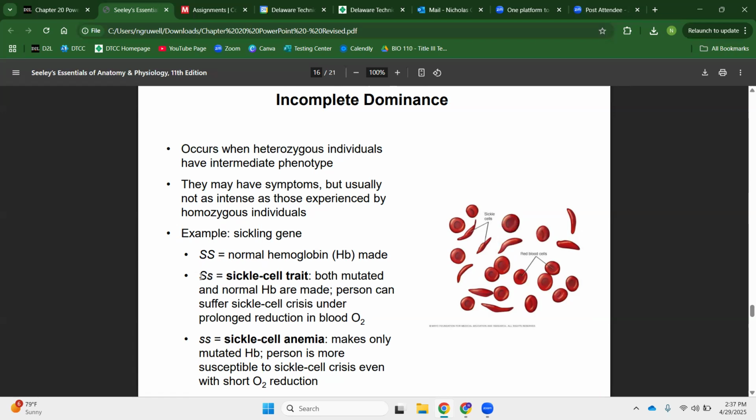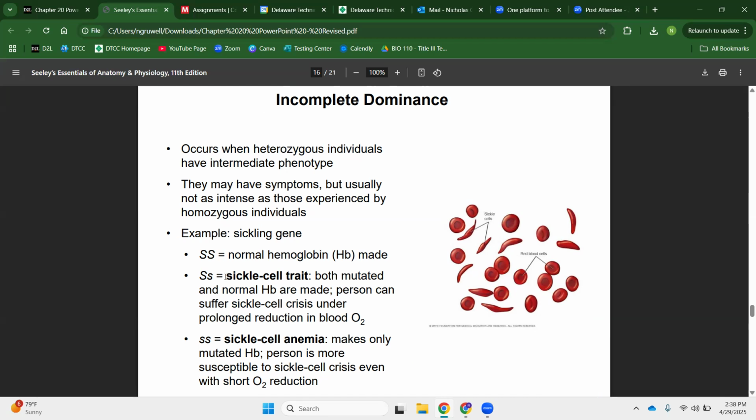So this is incomplete dominance. This big S doesn't completely take over. It's influenced by this little s. So you get a mixture or combination of mutated sickle hemoglobin and normal hemoglobin. They're not going to have issues all the time, but they're more prone to what we call a sickle cell crisis. And if we go all the way to homozygous recessive, that we call sickle cell anemia, and that means you're only going to have mutated sickle hemoglobin, and they're going to be much more susceptible to sickle cell crisis compared to a heterozygous individual.